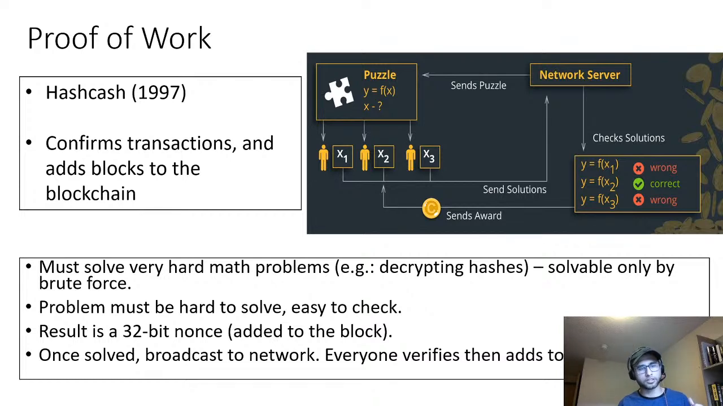As soon as a miner cracks this very hard mathematical problem, they broadcast it to the network. Again, think back to Gossip Protocol. They broadcast it to the network, and then everyone verifies whether this miner did indeed solve the problem, but more importantly, was this miner the first one to solve the problem?